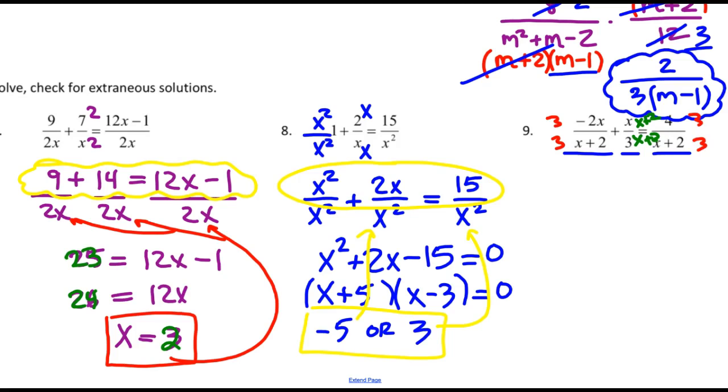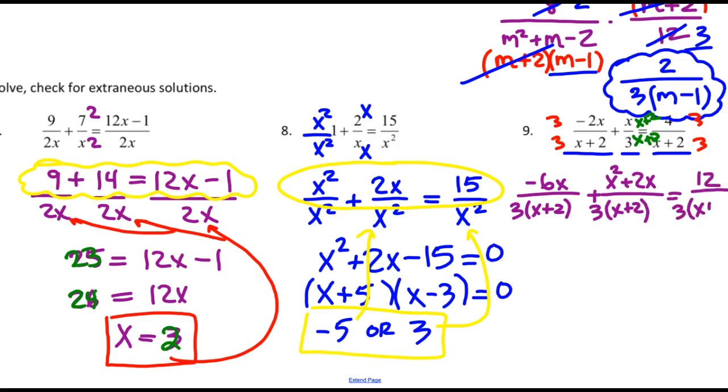So the first stuff is going to be negative 2x times 3, which is negative 6x over 3 times x plus 2. Plus, the middle part's going to be a binomial x times x plus 2, so that's going to be x squared plus 2x over 3 times x plus 2. And I'm getting tight on room over here. The next one's going to be equals 4 times 3 is 12 over 3 times x plus 2.